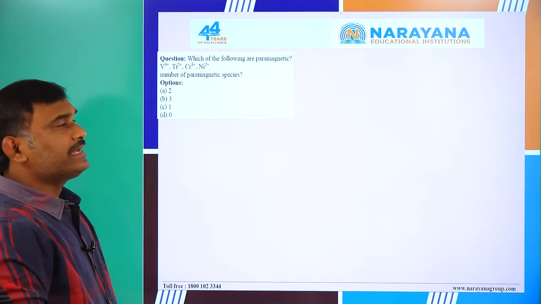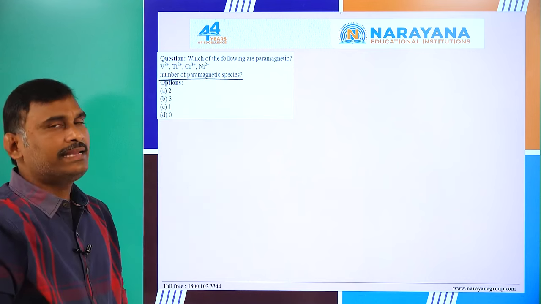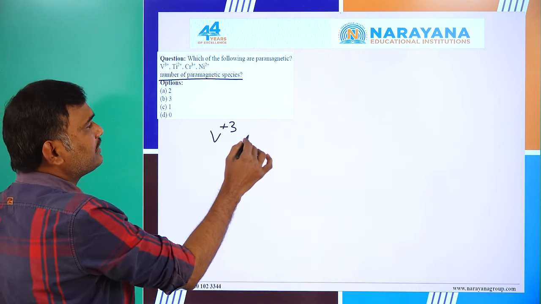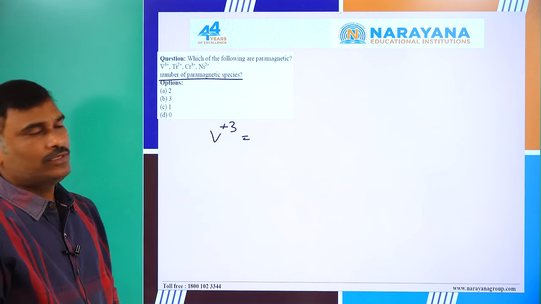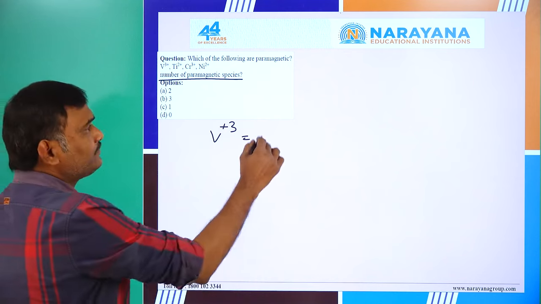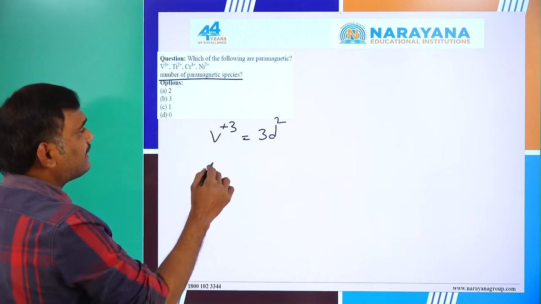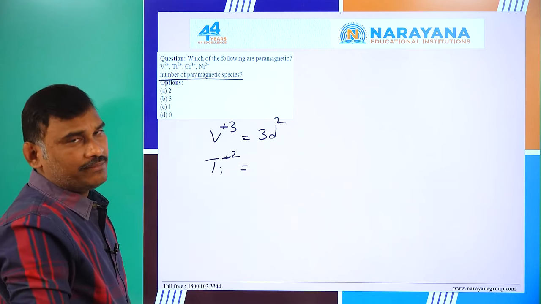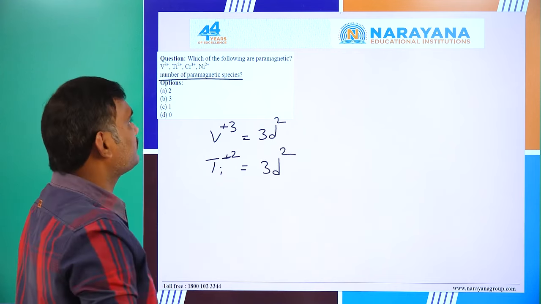Which of the following are paramagnetic? The number of paramagnetic species are, anyway you can write. Here the species are scandium, titanium and vanadium. Vanadium is 23, so vanadium plus 3 has the configuration 3d2. If you go for titanium, the atomic number is 22, and titanium plus 2 has valence electrons again 3d2.